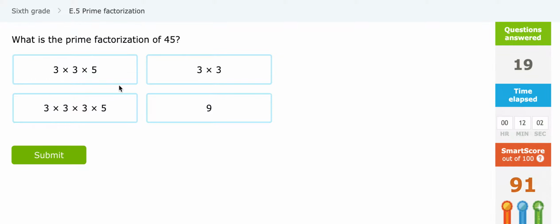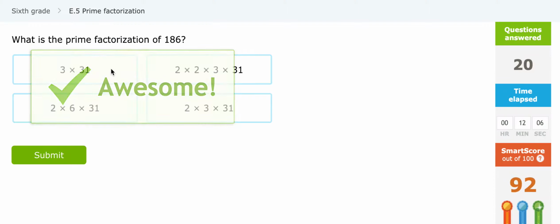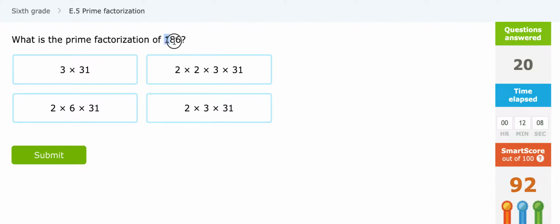And now that we're in the challenge zone, 45, again, straightforward. Now, this one's kind of interesting. The divisibility rule for 2 does exist, so we know it's not going to be this. We know that it can't be this either because it has a 6. These two do look more interesting.